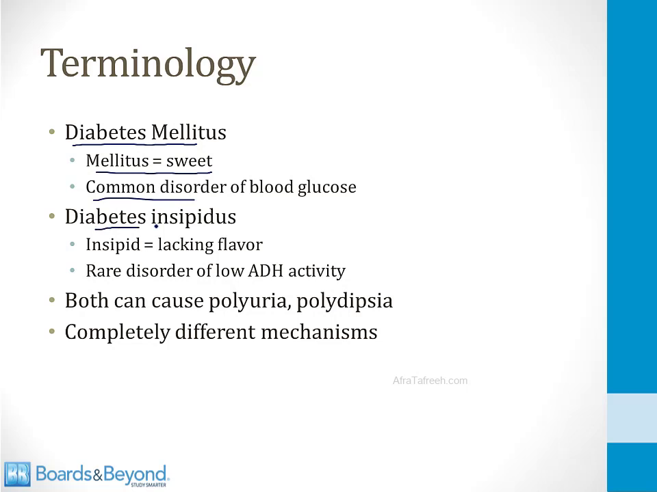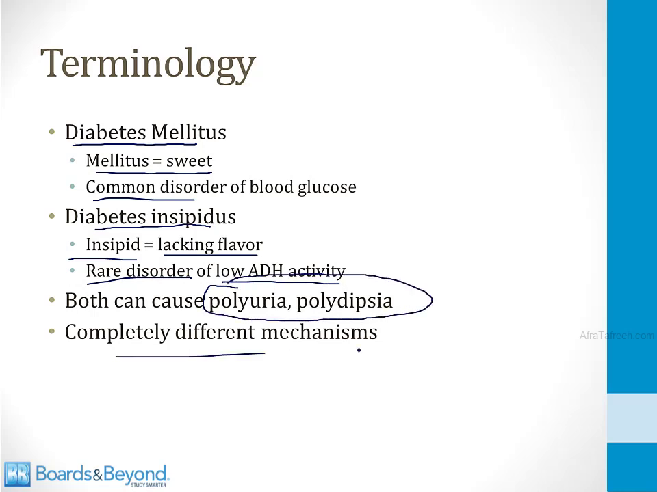Diabetes insipidus, on the other hand, has urine that lacks flavor. That's why it's called insipidus, because the word insipid means lacking flavor. And diabetes insipidus is a very rare disorder related to low activity of antidiuretic hormone. The reason both of these disorders were initially named diabetes is because they can both cause polyuria and polydipsia. However, the underlying mechanisms are completely different.